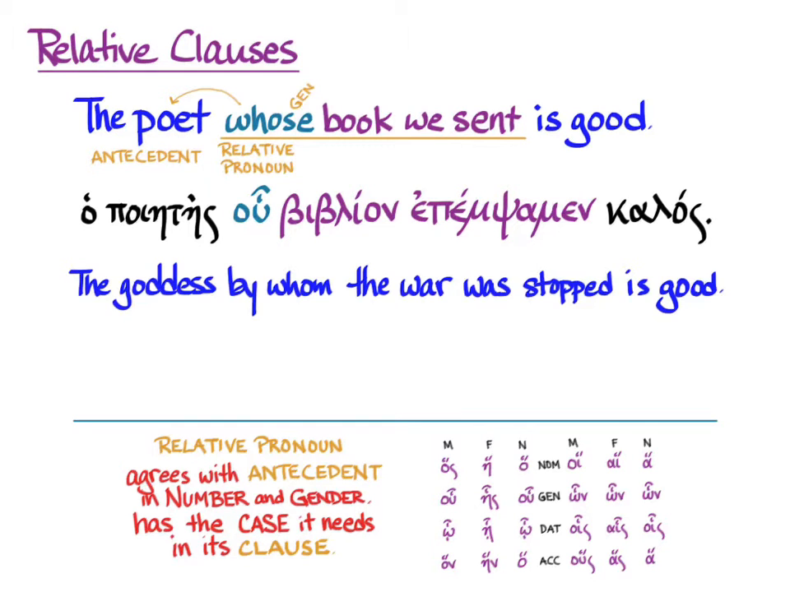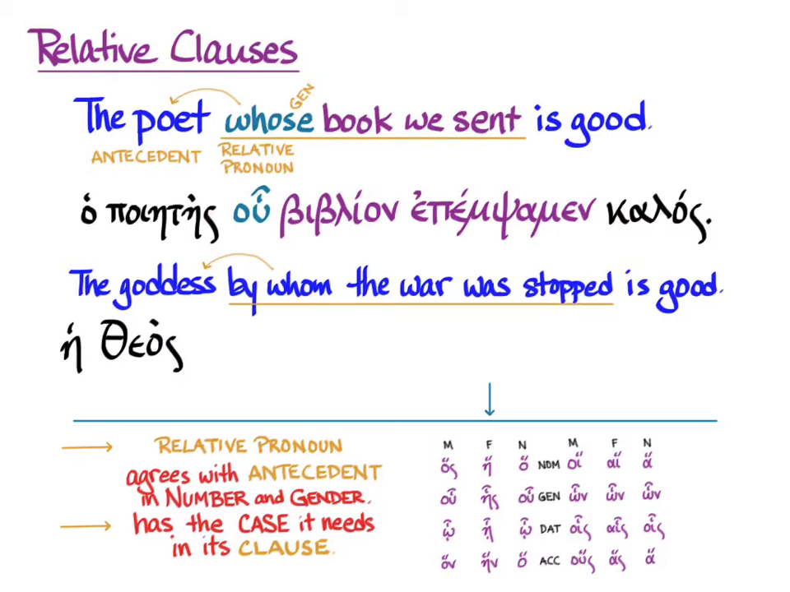Now let's try another one. The goddess by whom the war was stopped is good. By whom the war was stopped is the relative clause here. But let's go ahead and put in the subject of the main clause first, hē theos. Then we'll look at our first rule, that we need the relative pronoun to agree with its antecedent in gender and number, and our antecedent is goddess, which is feminine and singular. So we need a feminine singular relative pronoun.